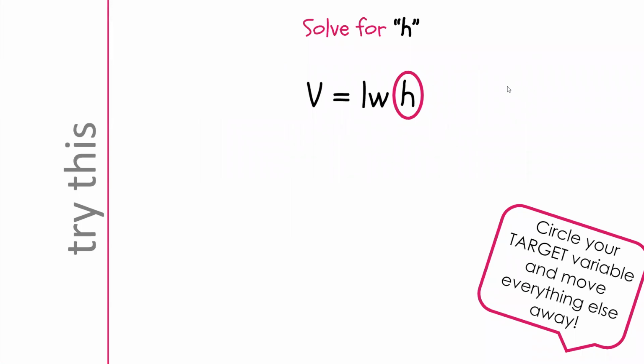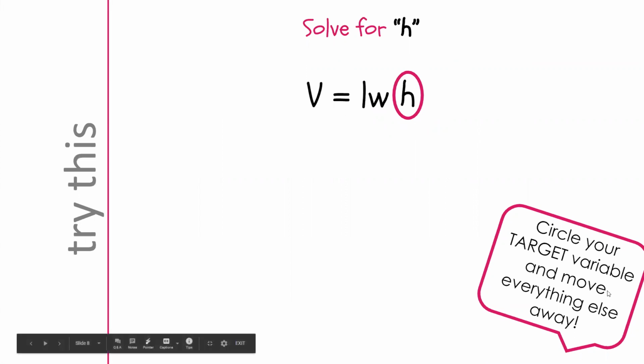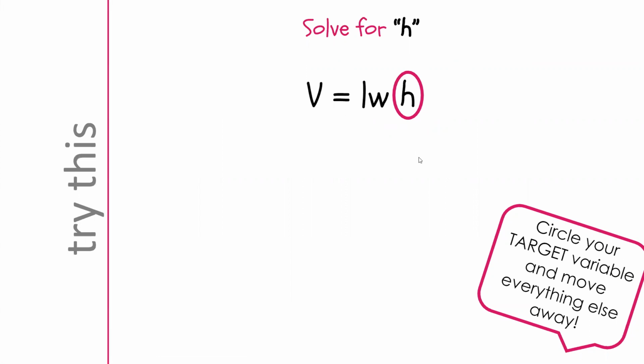I want you to try this problem here. So we're going to be solving for h. Make sure you're circling your target variable and moving everything else away. Think about how these other variables are interacting with our h. Is it addition, subtraction, multiplication, or division? And do the opposite to remove them. So pause your video, try it out. You might not get it 100%, but at least you're putting in the effort.